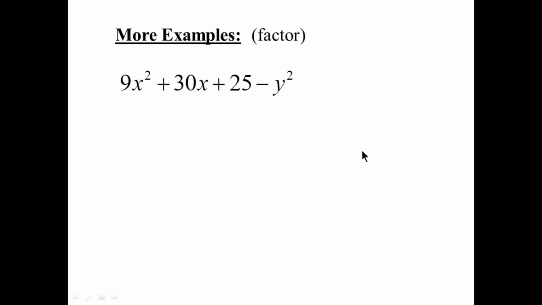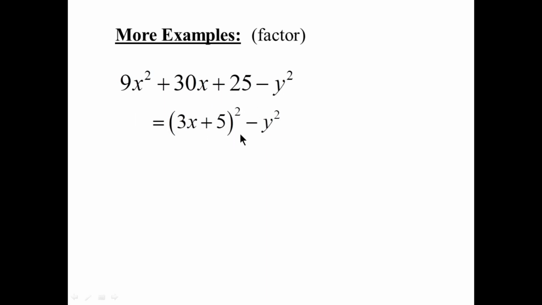And one last one, a bit of a challenge. We have 4 terms, but the first 3 is a trinomial in x. 9x squared plus 30x plus 25 is a trinomial in x. And we notice that the square root of 25 is 5, and the square root of 9 is 3, and 5 times 3 is 15. Double that, we have 30x. And so the first 3 is a perfect square. In fact, it's 3x plus 5 squared. Checking, we have 9x squared, 5 times 3 is 15, doubled is 30x, and plus 25.